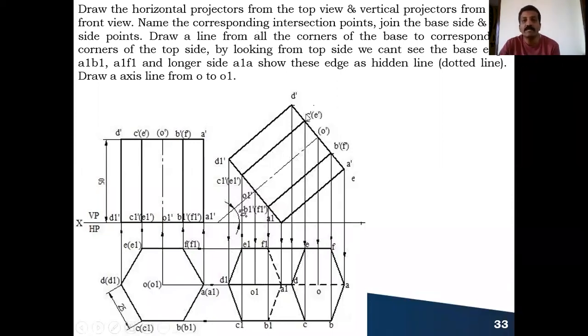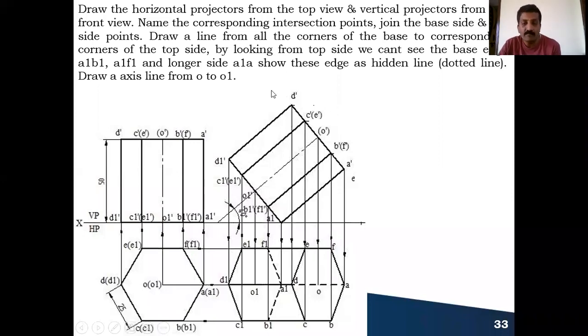So you are looking from the top, correct? You are looking from here, the complete top face you can see, which is A, B, C, D, E, F. Immediately you can draw a visible edge for this top face, that is A, B, C, D, E, F.